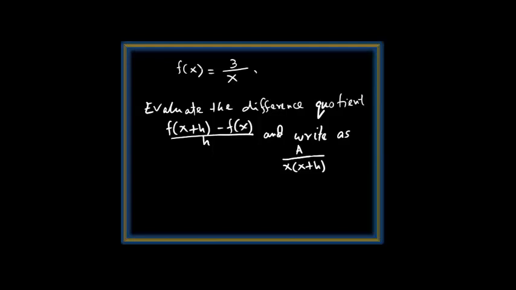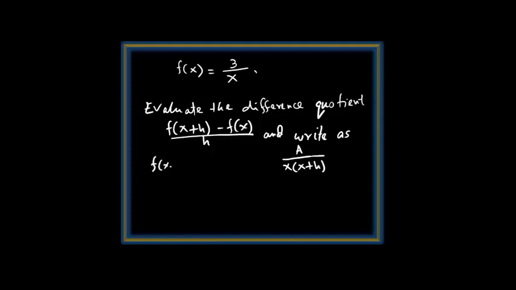So you are given a function f of x is 3 over x. You need to evaluate the difference quotient, f of x plus h minus f of x over h. This is an expression, and then we have to write this one as a over x times x plus h. So let us see how we can do it. So first of all, you determine what is f of x plus h.